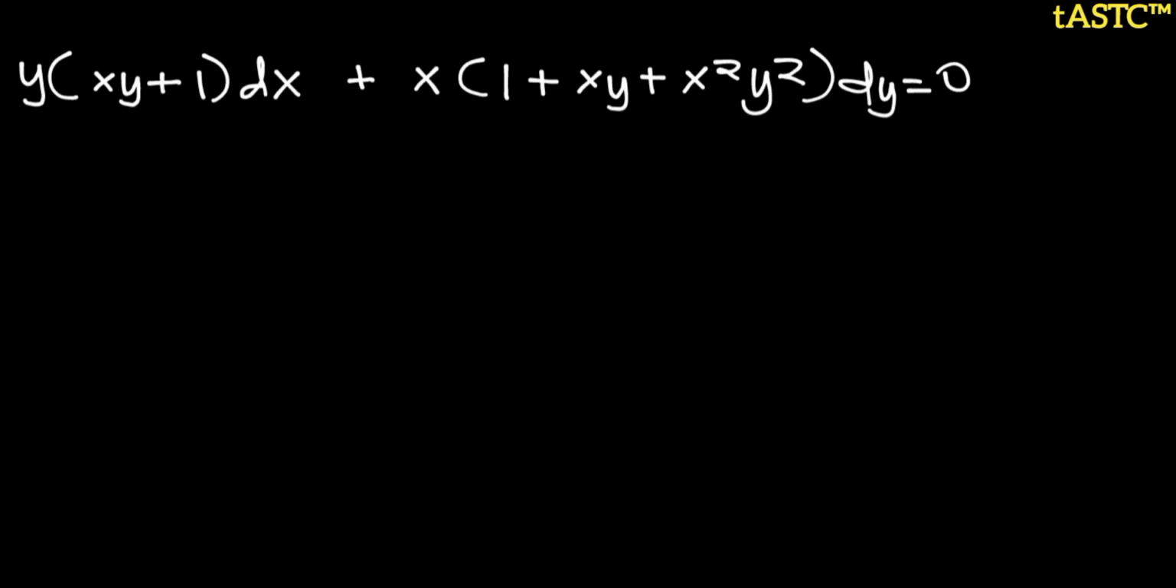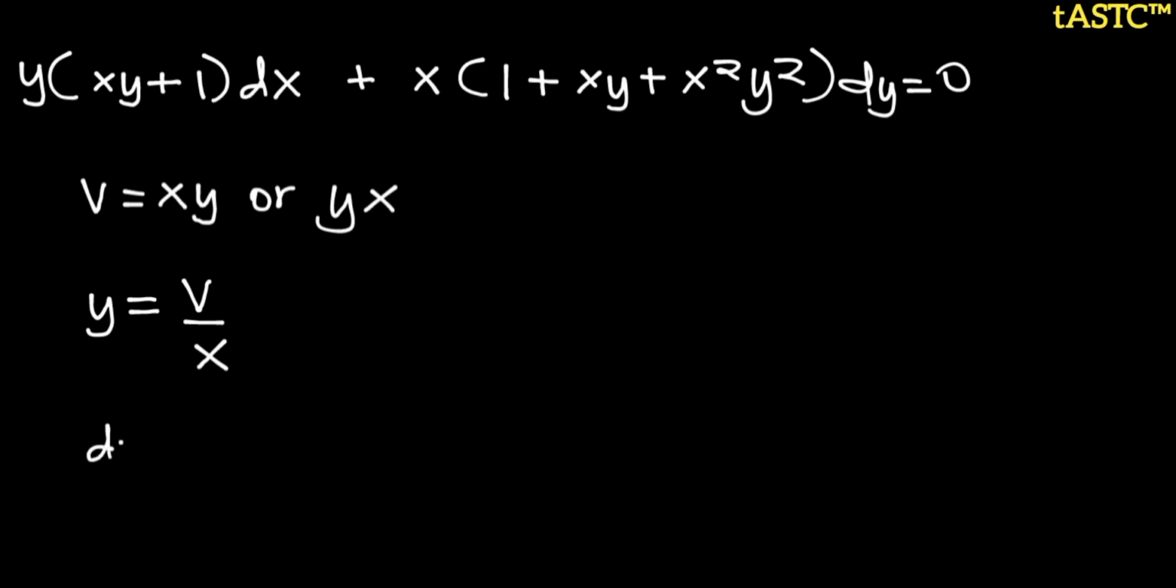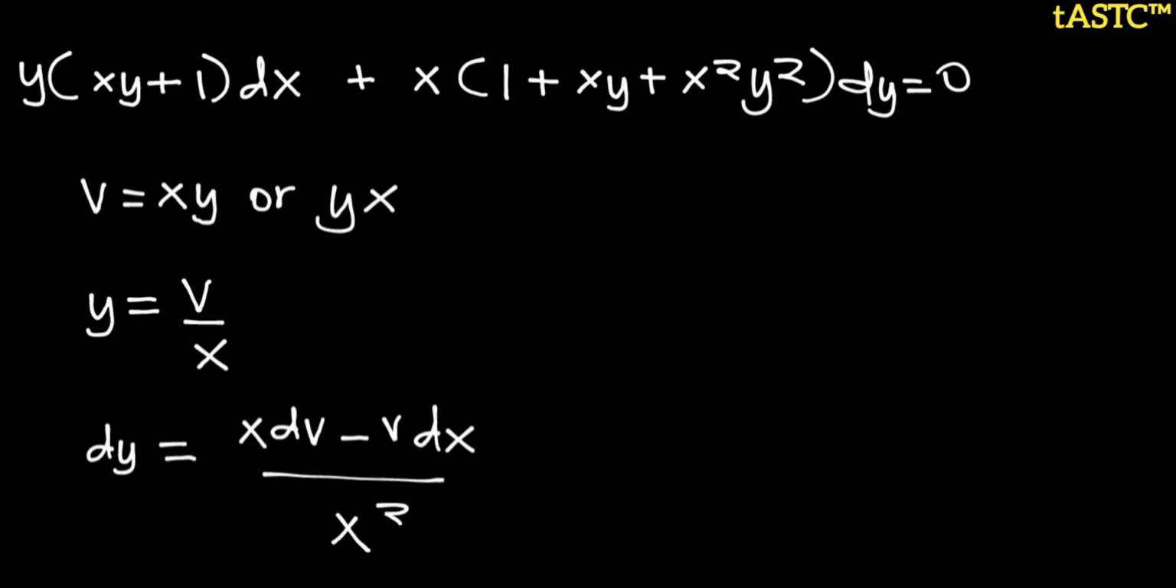So what is the next thing that we need to do here? What is going to be the next step? Now we know that, of course, v must be equal to xy or yx. These two are actually the same. So that is going to be v. Next up, we need to make y the subject. That is going to be v divided by x. And so we're going to have dy to be x dv minus v dx, and this will be divided by x squared.